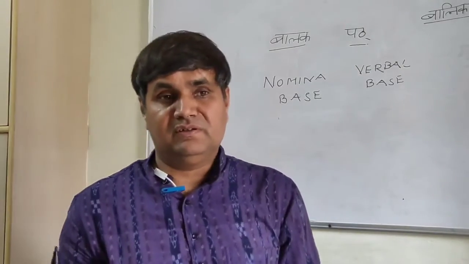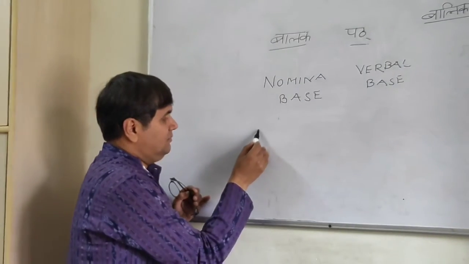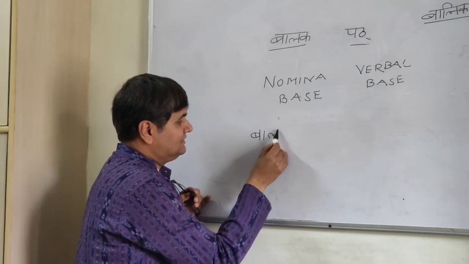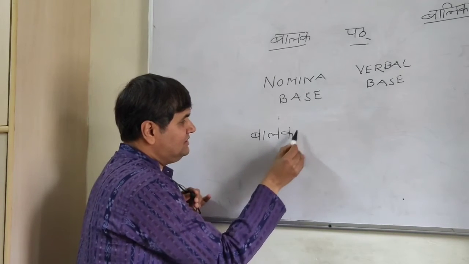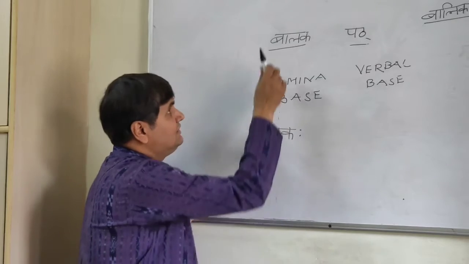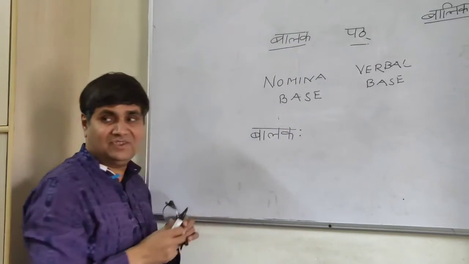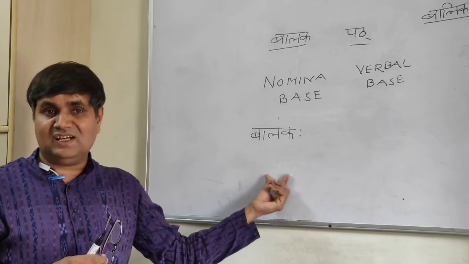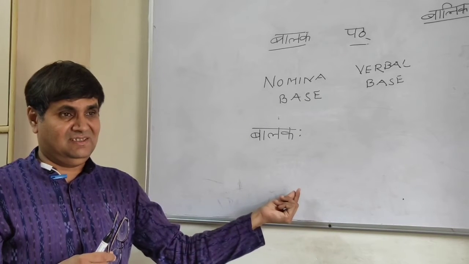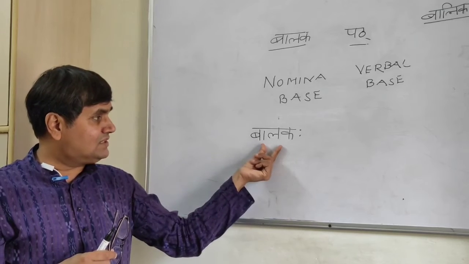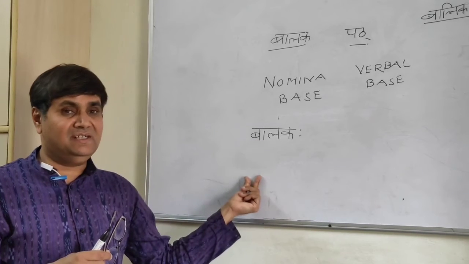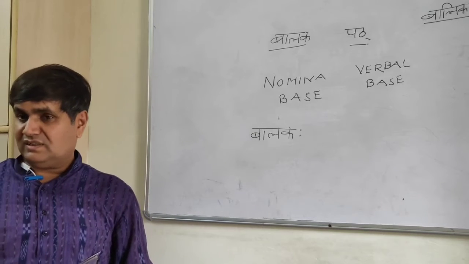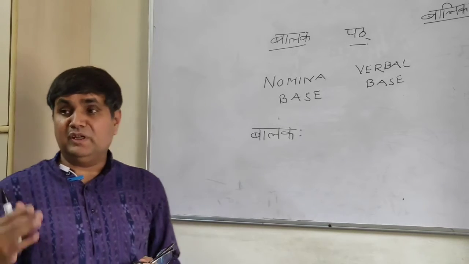Two pieces of words. Suppose balakaha, balakaha. Can you see the difference between this word and this word? What is the difference? This has an extra element. So this word consists of two independent morphemes. They are called morphemes, the smallest unit of a meaningful word.